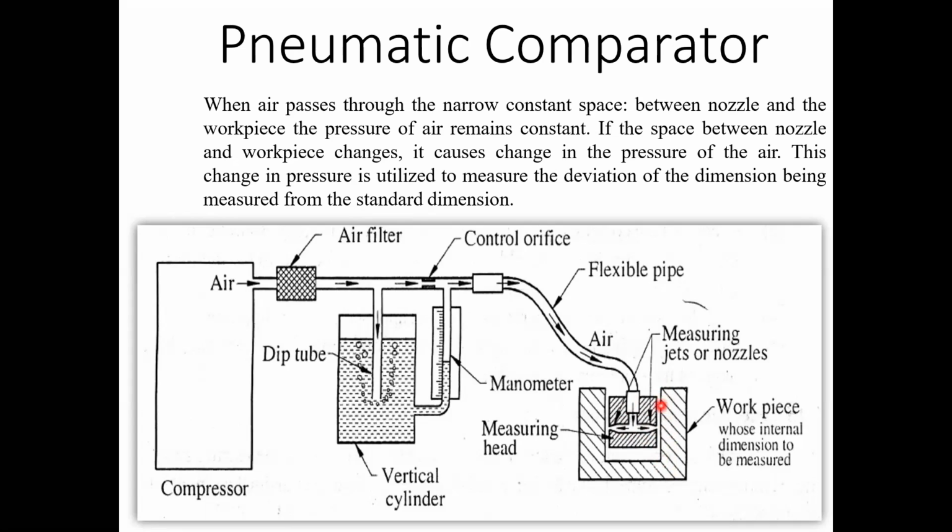Here, the workpiece is moving up and down. The jet is striking at different points on the inner surface of the cylinder. And if there are any irregularities on the inner surface of the cylinder, back pressure will automatically be created, and this back pressure will come back through this flexible tube into the manometer in order to lower this water level. The difference in water level is used to identify the irregularities in the workpiece.